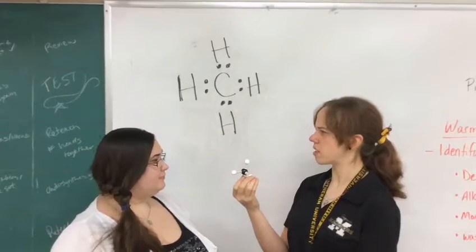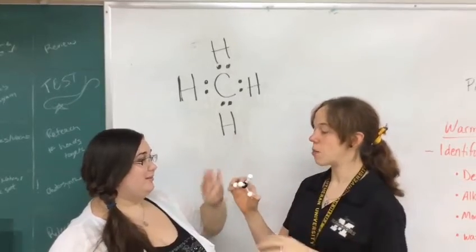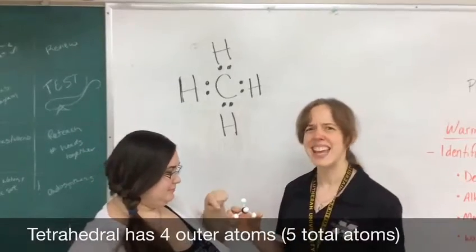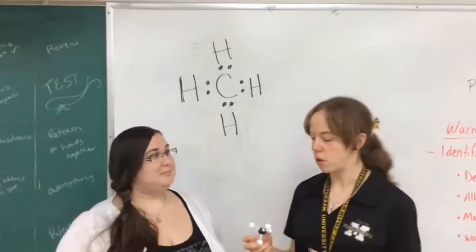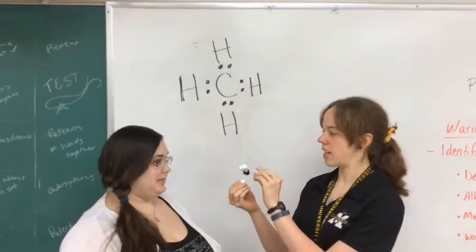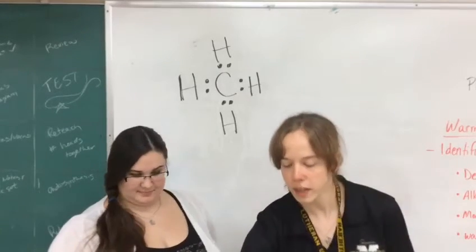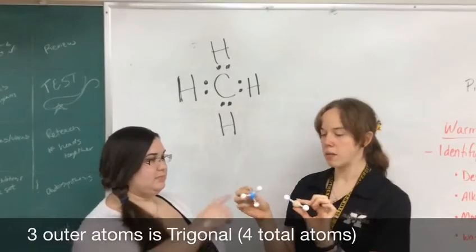How many atoms are in this? 5. But how many atoms are around? 4. Anytime we've got 4 atoms around, it's going to have to be tetrahedral. That's the only thing we can do. So to remember, if we've got 4 atoms around, it's tetra, tetrahedral.